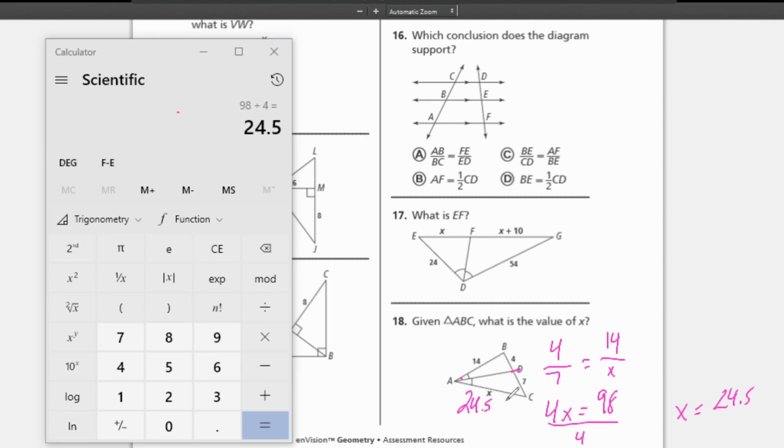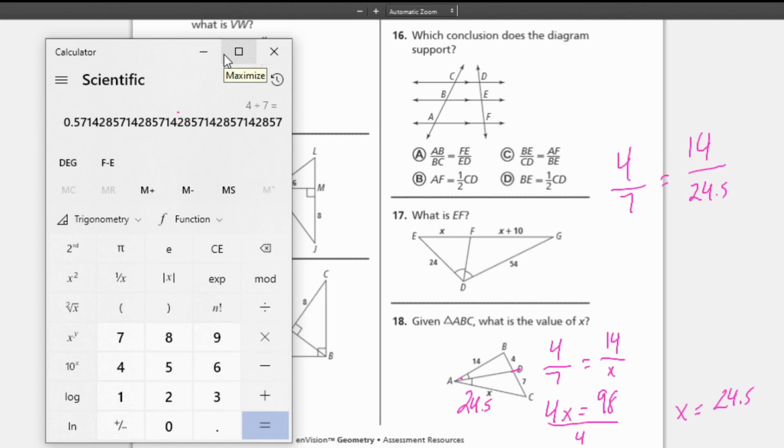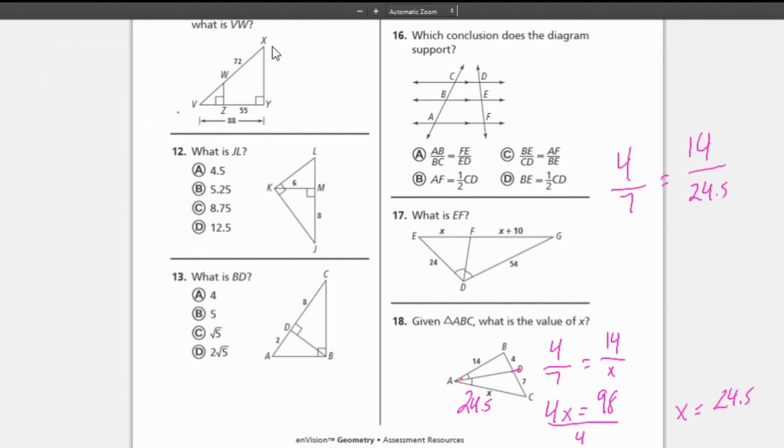And should we check it? We're just going to ask ourselves, well, we could do that, but let's stick with the two-ski method. Is 4 over 7 equal to 14 over 24 and a half? 4 divided by 7 would be possible if I didn't have that on. Is equal to 0.571428. 0.571428. These are correct. They have the same scale factor between them. And that is topic 7.